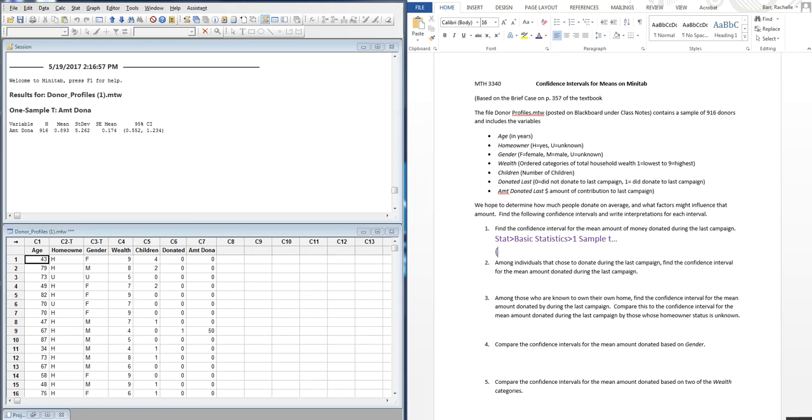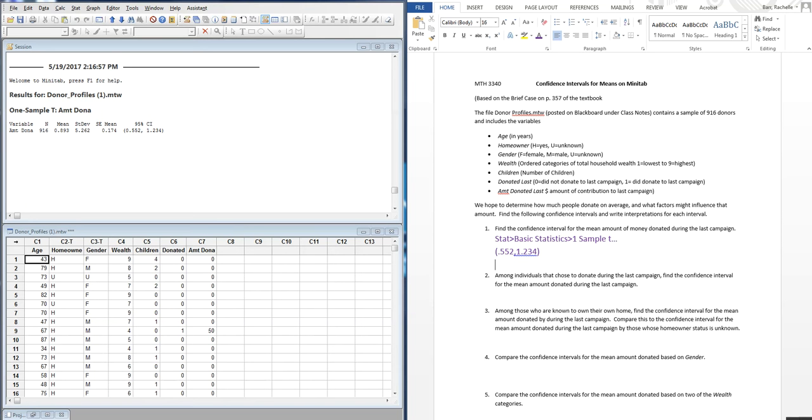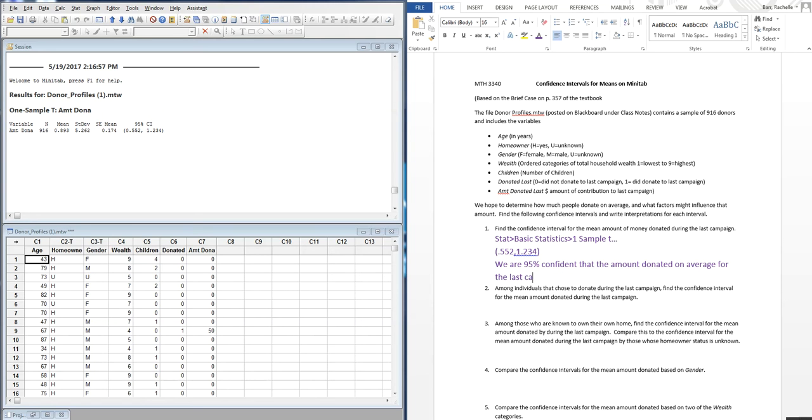So we notice that our confidence interval is 0.552, 1.234, and that seems kind of low because it tells us that we are 95% confident, because that's the one I chose. You could have chosen a different value, by the way, that the amount donated on average for the last campaign was between, oh, I just spelled campaign wrong, sorry, campaign.